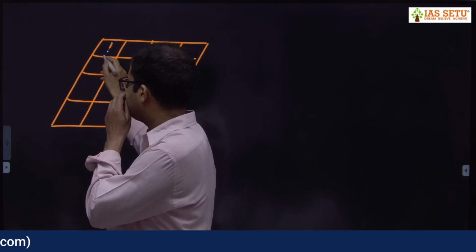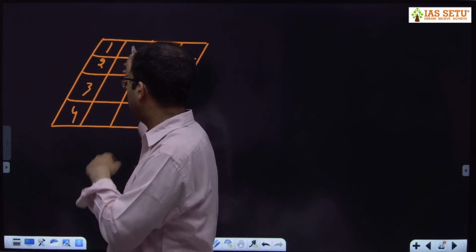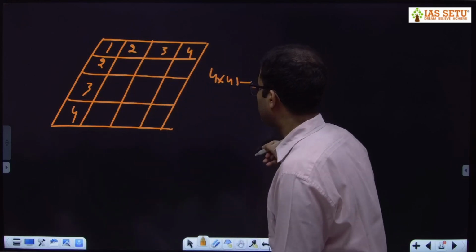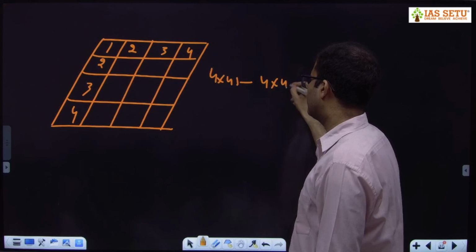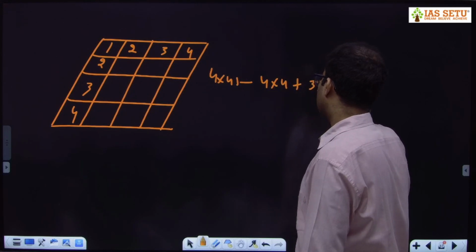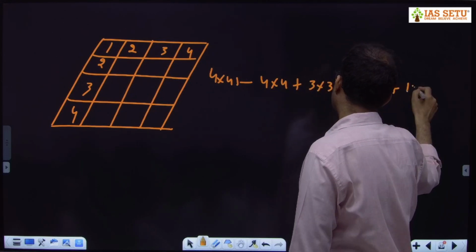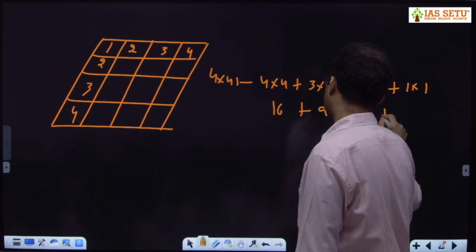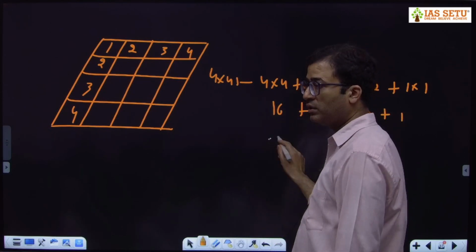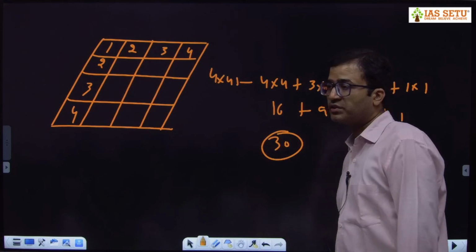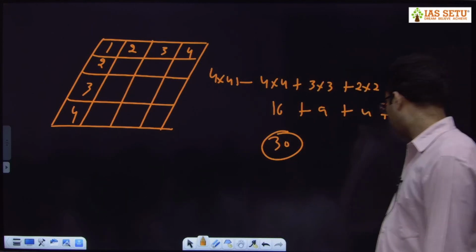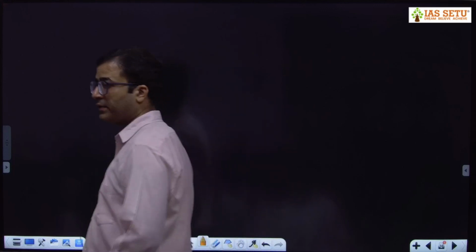This given figure is 4 by 4: 1, 2, 3, 4, 1, 2, 3, 4. This is a 4 by 4 figure. So here it is 4 into 4 plus 3 into 3 plus 2 into 2 plus 1 into 1. It is 16 plus 9 plus 4 plus 1. What is your total? 30. In this given figure, how many rhombus are there? 30. Next question. Try.